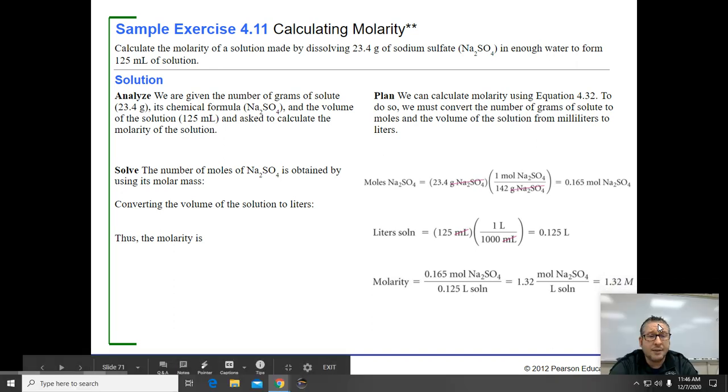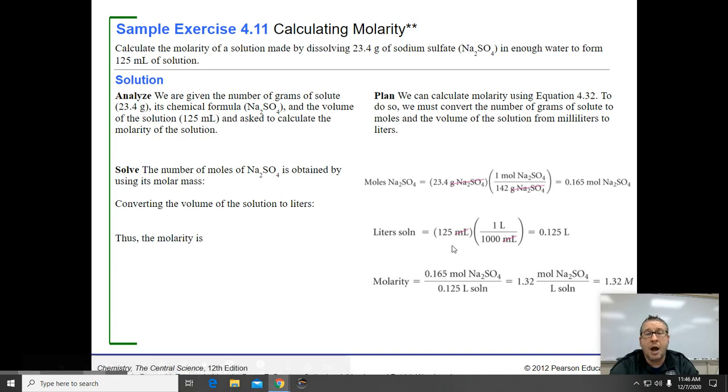So we take the 125 milliliters and then convert to liters, 1 liter over 1,000 milliliters. Again, there are 1,000 milliliters in a liter. So we use that conversion factor. It eliminates our milliliters, leaves us with liters, and we have 0.125 liters.